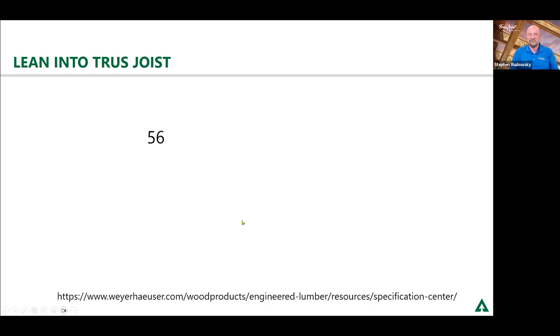So we'll start with 56. 56 is the number of territory managers like myself that are represented throughout the lower 48 states and Canada. So there are 56 of Steve Radowski's guys and girls that work for Weyerhaeuser and Truss Joist that can do the exact same thing that I presented tonight. Make sure you reach out to them.